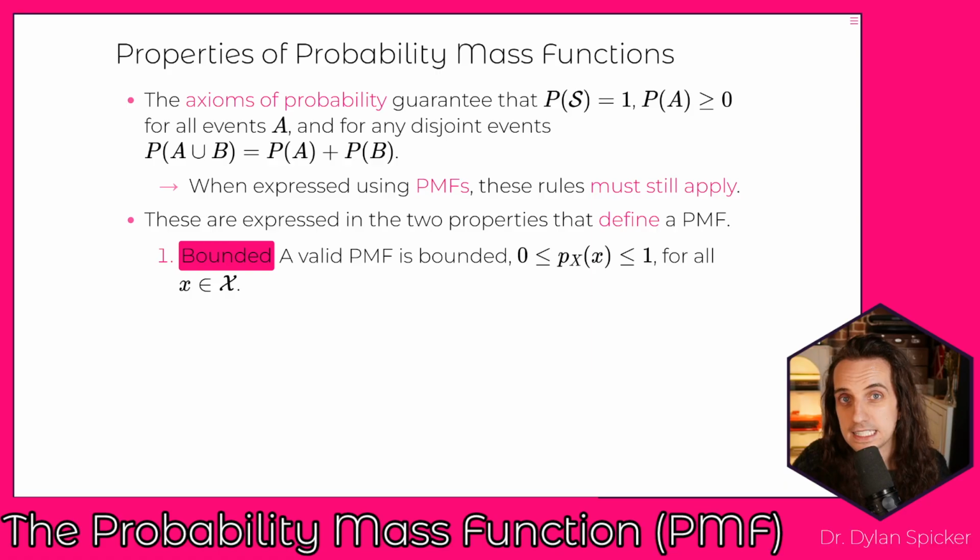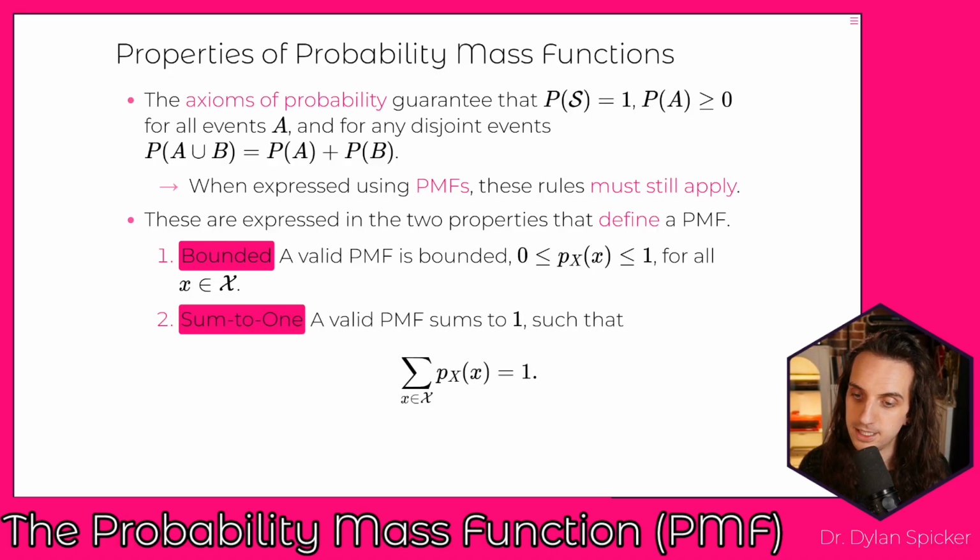The first is that they need to be bounded. Every probability mass function has to output values between 0 and 1. And again, this should make some sense, right? They output probabilities. Probabilities can't be less than 0. Probabilities can't be greater than 1. And so every PMF is going to be bounded.